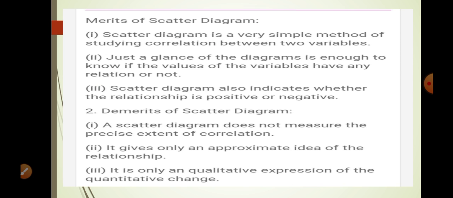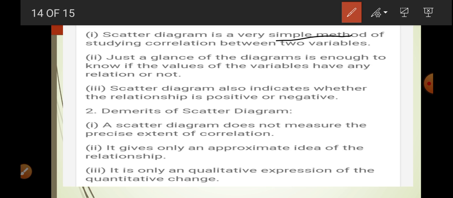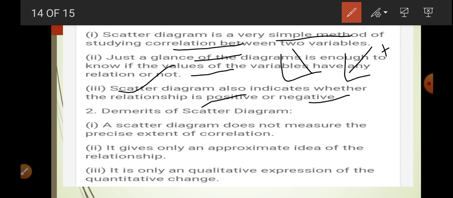Okay, now merits of a scatter diagram. So scatter diagram is a very simple method to find out correlation. So this is the first thing. Second thing is that in just one glimpse we are able to find out whether there is any relation or not. Third, it also explains which type of relation, positive or negative. If there is upward sloping, we find positive. If it is downward sloping, it is negative. If all the points are on the line, there is perfect. If it is close, there is high. If it is farther away, moderate, and more far away, this is low degree.